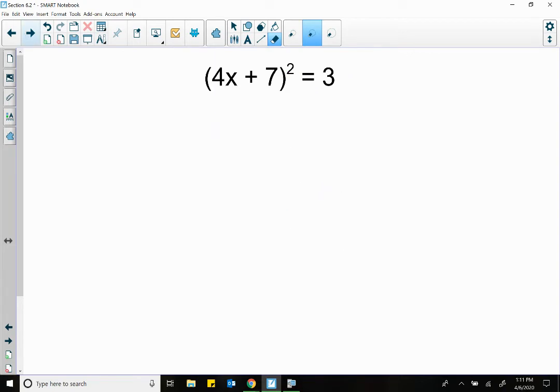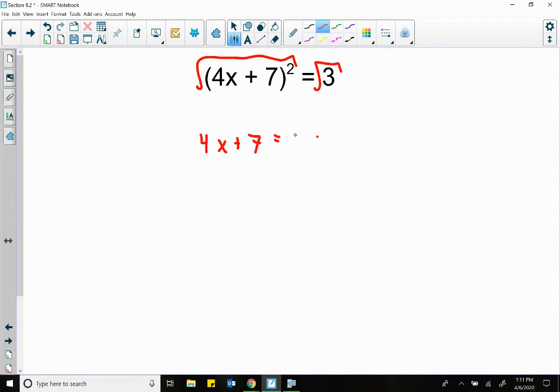All right. Pause the video. Give this one a shot. Okay. How do we get rid of something squared? Square root both sides. So 4x plus 7 equals plus or minus the square root of 3.